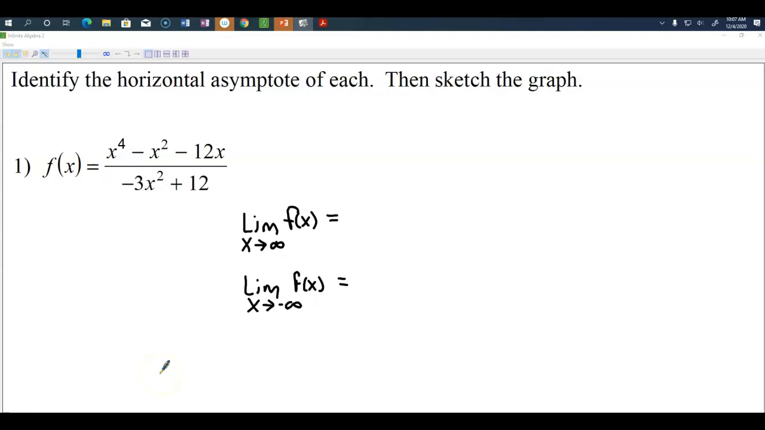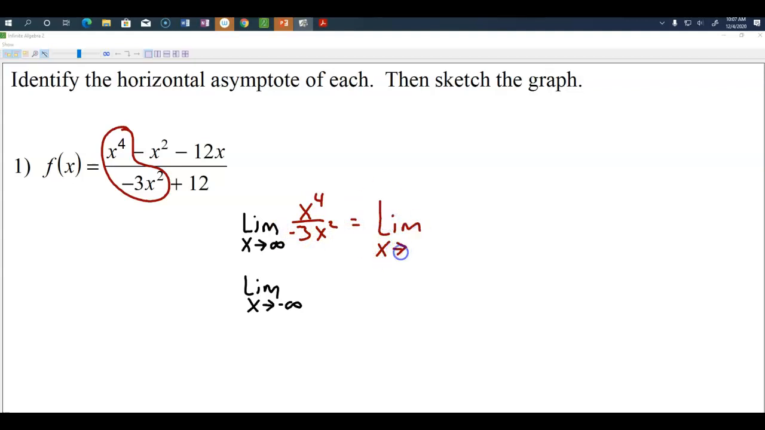Now, in this case, the power on the top is bigger than the power on the bottom. And when that happens, there really is no shortcut for that one. We actually kind of have to go through the whole process. So you're going to take these two terms here, and you're going to make a fraction out of those. And then you're going to reduce it. And that leaves me with -1/3 x squared.